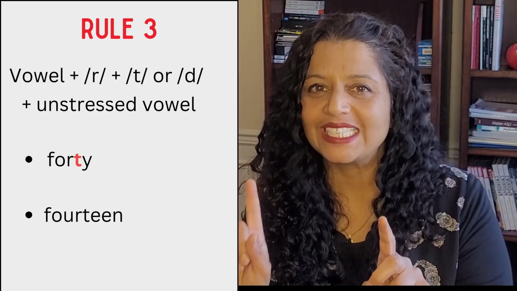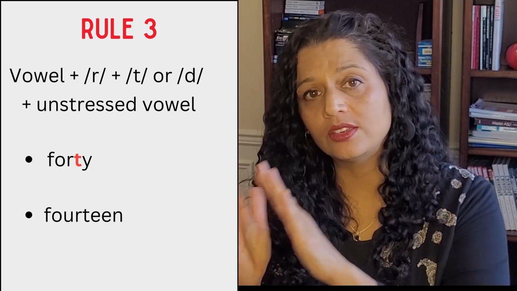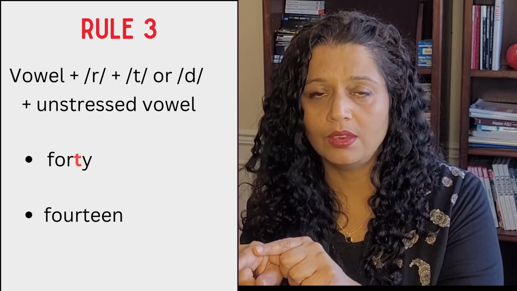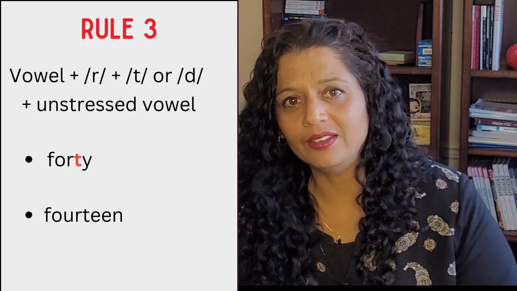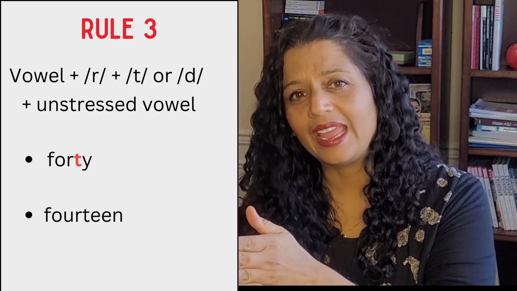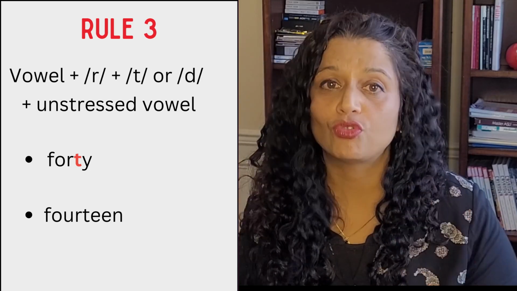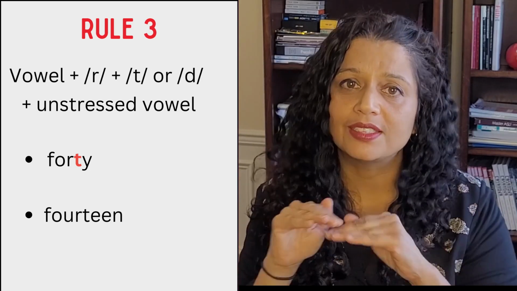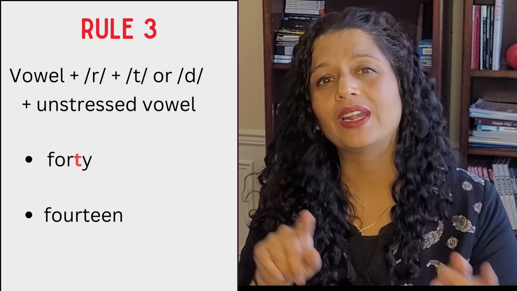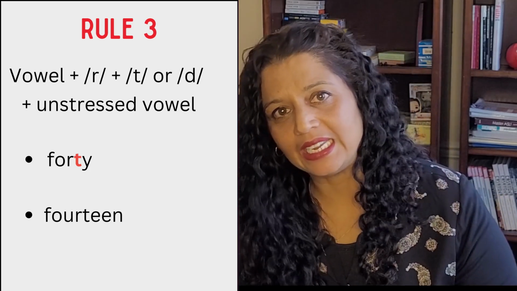Forty, fourteen. In the word forty, the T changes into the alveolar flap because it is followed by an unstressed vowel. Fourteen, it still has the same things. It has vowel, R, T, and another vowel, but this time the second vowel is stressed. So it absolutely does not change into the alveolar flap. Okay? Fourteen, fourteen, forty, fourteen.